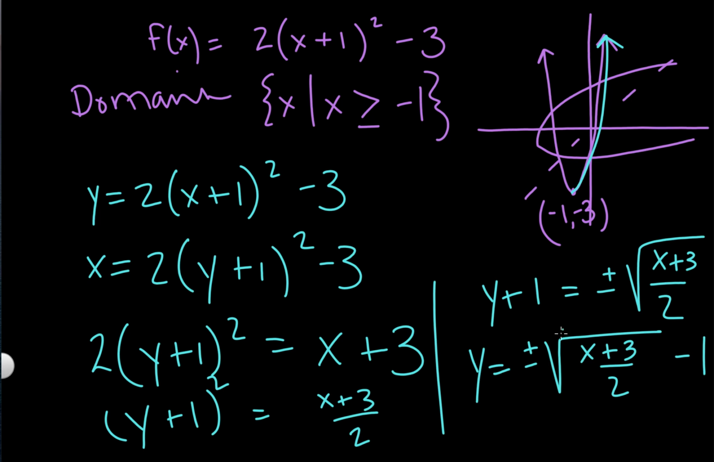Now the plus or minus goes away. We're only evaluating the positive side. So this minus part, we can kill. So my inverse would be the square root of x plus 3 over 2, minus 1. We should rationalize, but we are going to save that for another time.